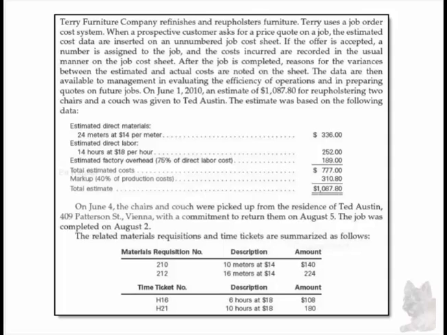Okay, then on June 4th, the chairs and couch were picked up from the residence of Ted Austin with a commitment to return them on August 5th. And the job was completed on August 2nd. And then we have more information on what was involved. So they actually used 10 meters at $14 plus 16 meters at $14. And those materials actually had a requisition number of when the material was requisitioned to build the job. They also have a couple of time tickets, H16 and H21, that say they used 6 hours at an $18 rate and 10 hours at an $18 rate. So when we multiply that and add it, we're able to come up with the total amount of labor that was used.